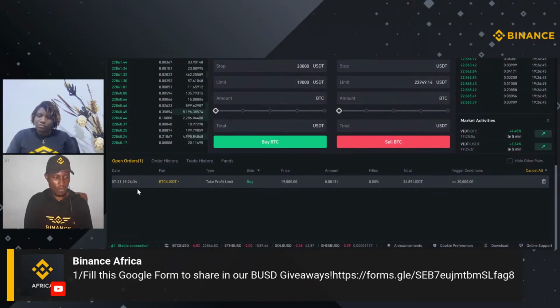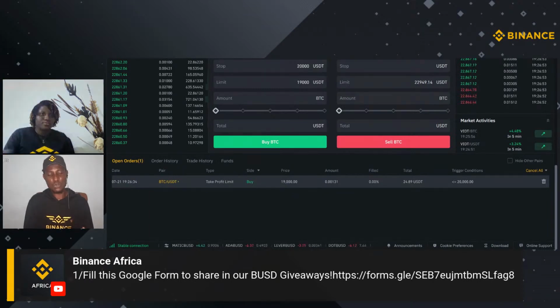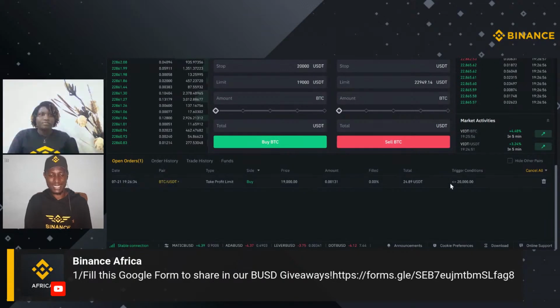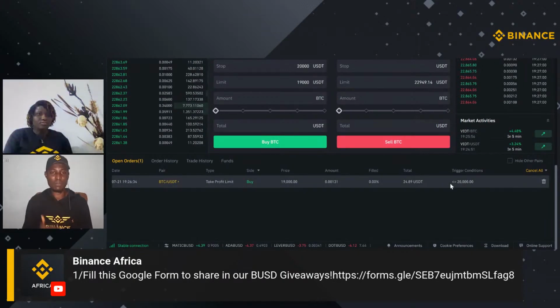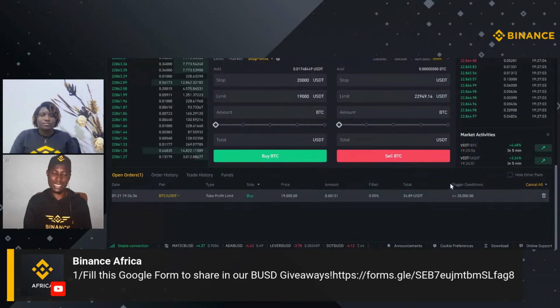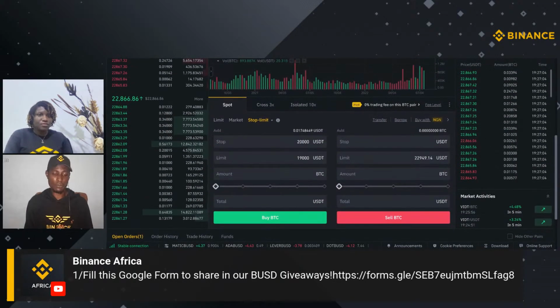So you can see from the open orders here, the date and time at which my order was placed, the pair I'm trading, the type of order which is buy. The price at which I want to buy BTC is 19,000. But the condition I set is that the trigger condition is when BTC price is less than or equal to 20,000 USDT. That is how a stop limit order works.